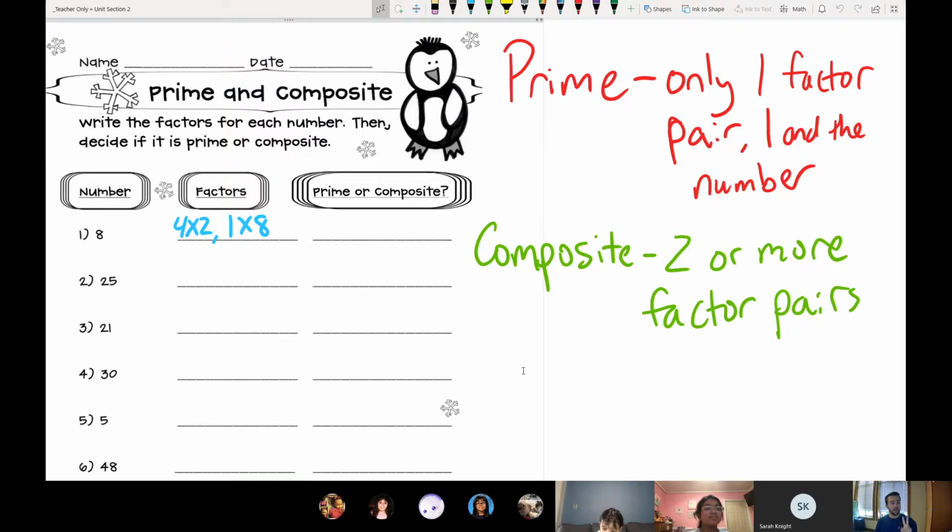Okay, so now given the fact that we have two factor pairs here, Camila, is this prime or composite? Composite. It is composite. Well done. Okay, let's do one more. Let's do 25, and then I'm going to give you a chance to work through the rest of the page on your own. So 25, who can give me the factor pairs of 25?